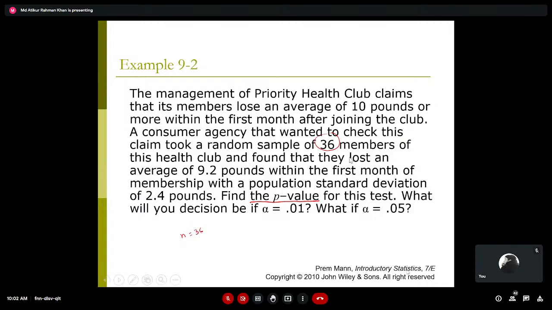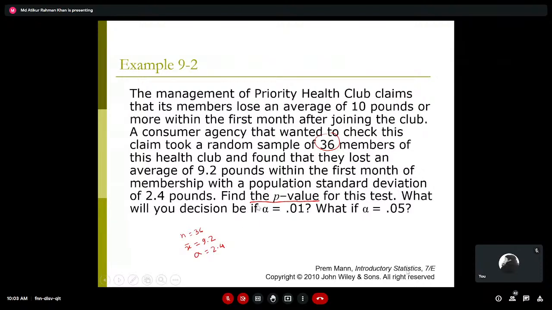And found that they lost an average of 9.2 pounds. So what does X bar mean? X bar is 9.2 pounds. With a population standard deviation of 2.4 pounds. Is it S or sigma? Sigma. Sigma equal to 2.4 pounds.